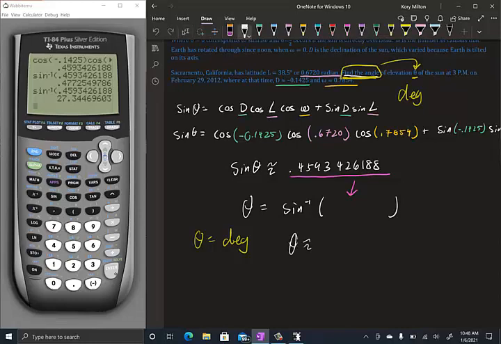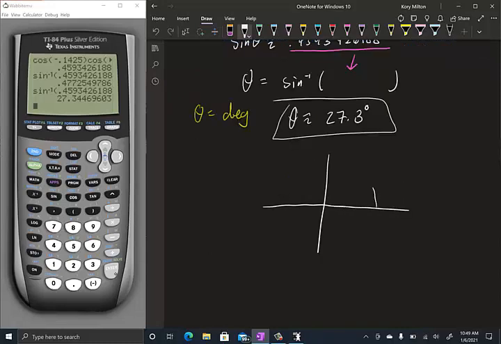So we have our answer. Theta is approximately 27.3 degrees. And we do it to 3 significant digits because it's 38.5 degrees. So the angle of elevation of the sun in Sacramento, California on February 29th, 2012 at 3 p.m. was 27.3 degrees. Because when the sun sets, it goes like this. So this is 0 degrees, pi over 2, this is noon. So 27.3 degrees, that's about right here, which is about 3 p.m.